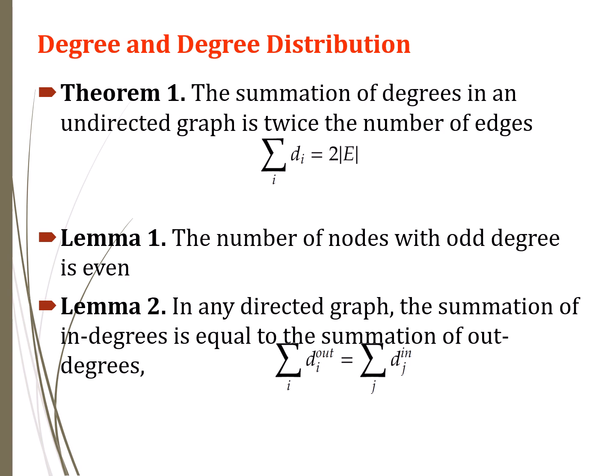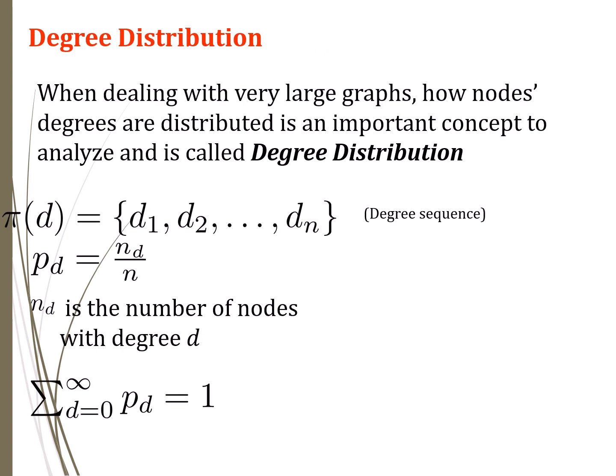And the next one is degree distribution. When graphs become very large, instead of looking at one node, we study how degrees are distributed. This is called degree distribution. It tells us whether most users have many friends or only a few. The degree distribution is represented as P(d), where the degree sequence is d1 to dn, P(d) equals N(d) by N. N(d) is the number of nodes with the degree d. So the summation over d equal to 0 to infinity of P(d) equals 1.